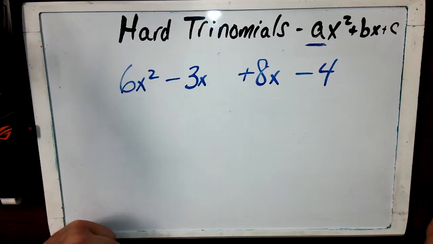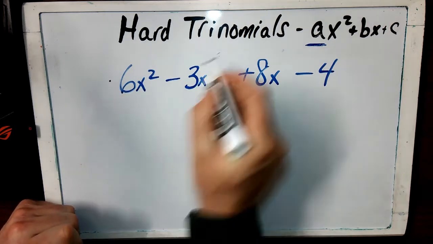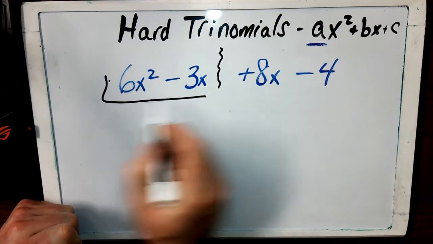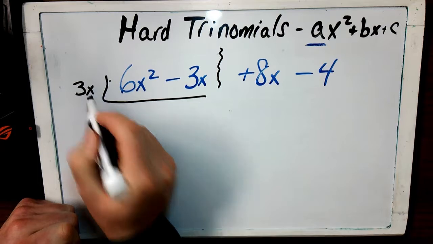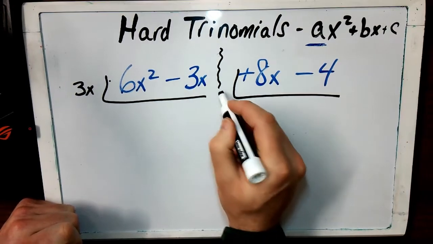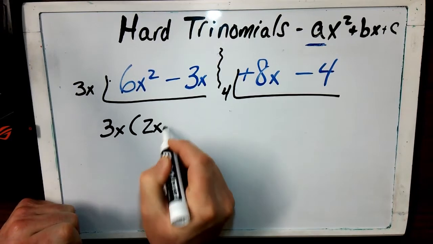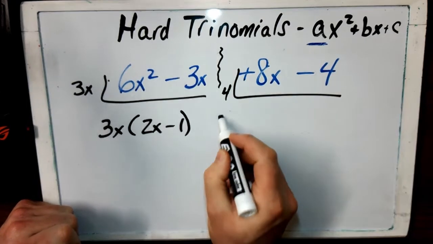So take a look at this one. Try it out on your own, pause the video. Once you get stuck or finish, check your answer. So start by cutting it in half, GCF 3 times. 3x goes into this one. 4 goes into this one. So 3x, 4.